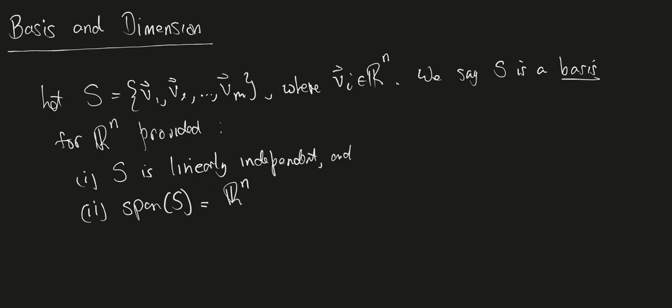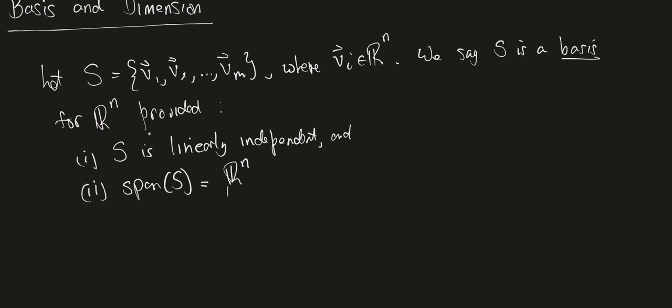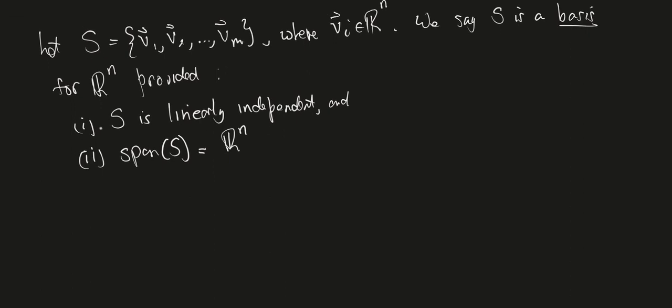And in a nutshell, what it means is every vector in this vector space can be written as a linear combination of these vectors in a unique way. So there's one and only one linear combination of these vectors that will produce every vector in this space we call Rn. All right, so let's take a look, and let's start with R2.